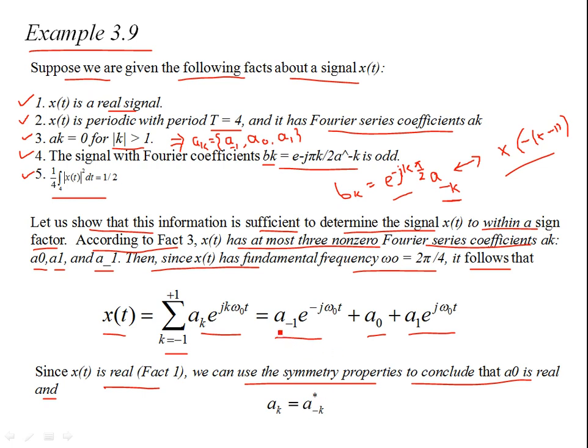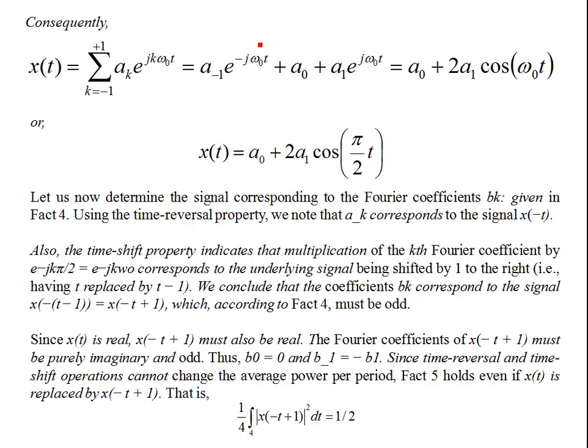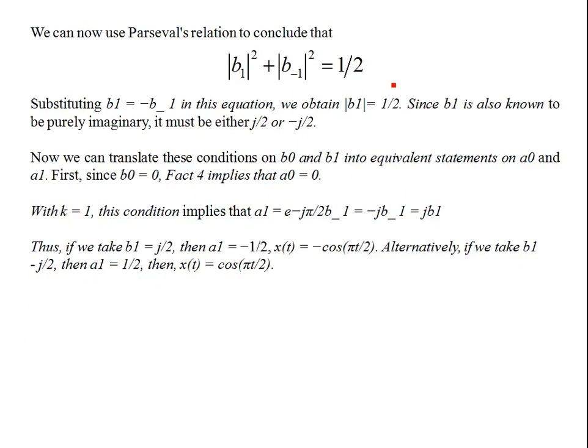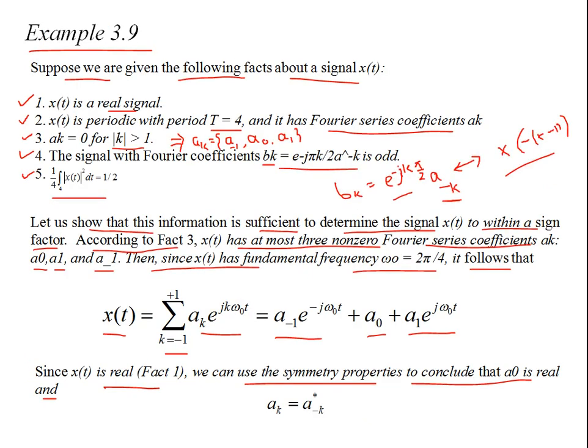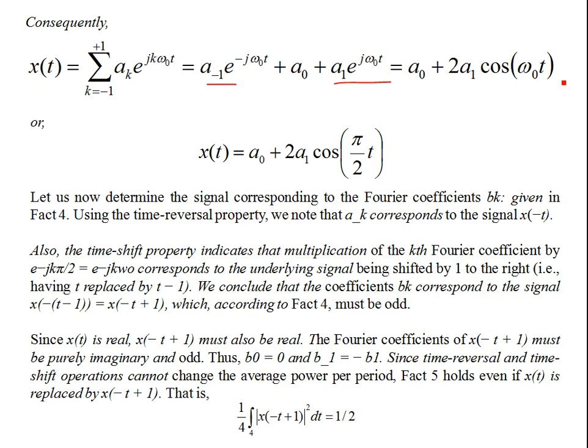So what you can do is combine a minus 1 with a1. Consequently, you can write this as such. All the Fourier series coefficients are real over here, so you can combine the two exponentials. This simply implies that a1 equals a minus 1. I'm not going to put a conjugate because it's real, so the conjugate is not important. Therefore, a minus 1 is the same as a1.